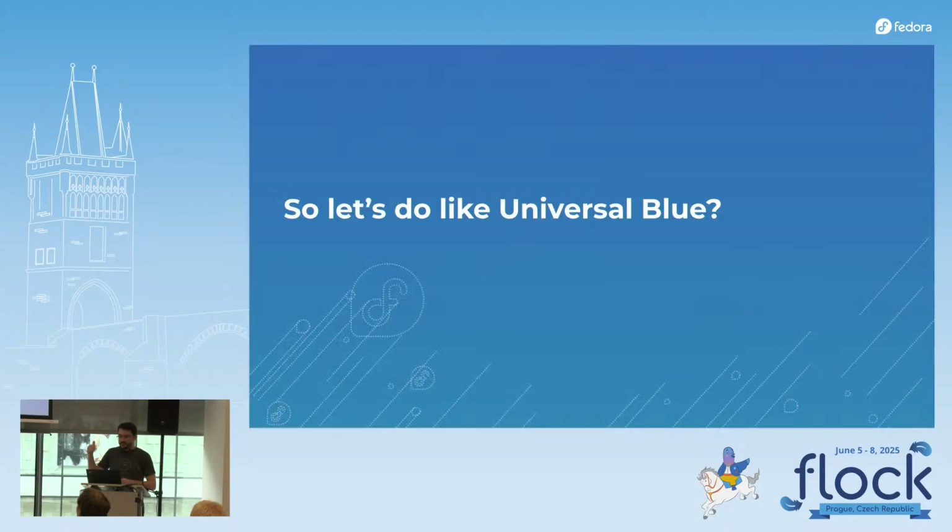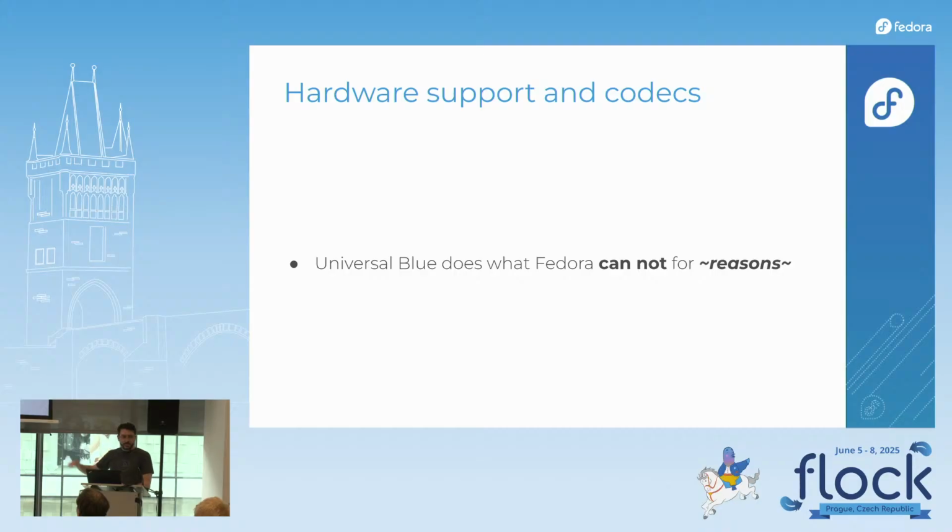So the idea would be, hey, why don't we take some of those things that they do, and maybe we could bring them back into the Fedora Atomic desktops so that we could improve how we do things. So first, let's get this out of the way. There are things that we'll never be able to do for licensing reasons, etc., and codecs, and so we can get that one out of the way.